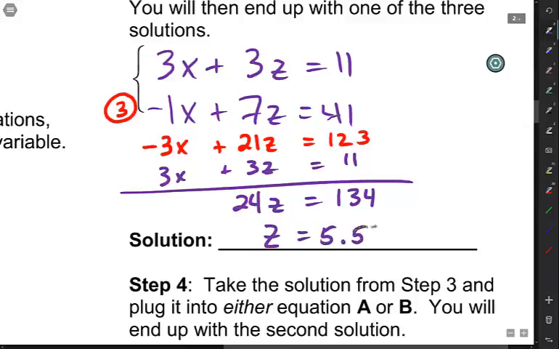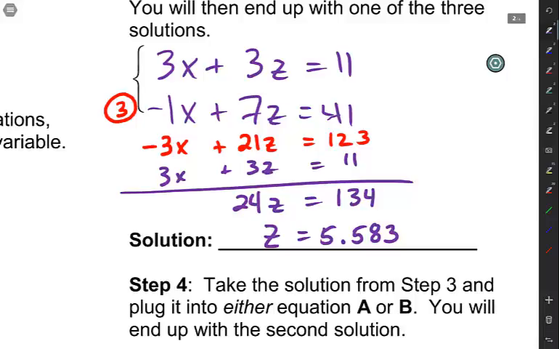5.583. So I'm not seeing it dividing nicely. Now, just because it's a decimal doesn't mean it's wrong. Remember, what did I say I did this morning? I just created this thing on the fly. So the likelihood that this is going to be a nice neat answer.